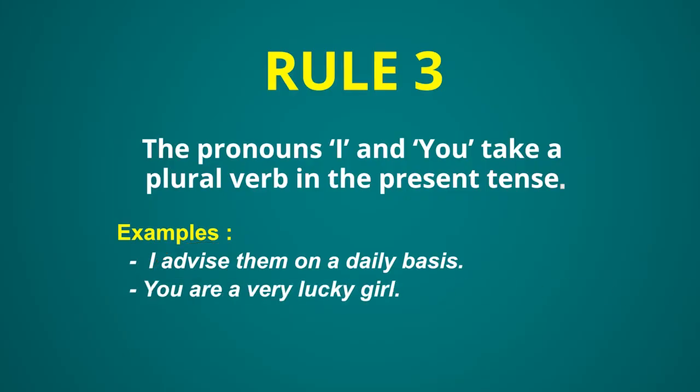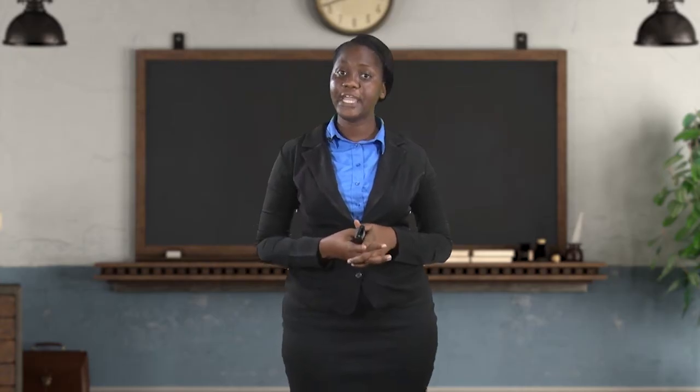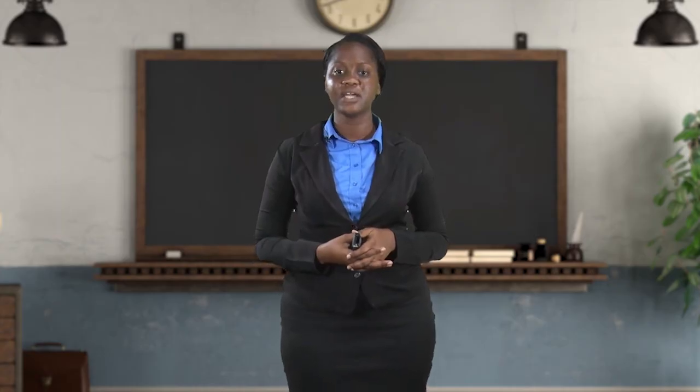Another example might be, you are a very lucky girl. We are using the pronoun you. And the verb is are, which is plural, since the singular is is. So you, the pronoun, goes with a plural verb, are. Let's try to employ these rules in an exercise. Here, we will choose the correct form of the verbs in brackets to complete each sentence.